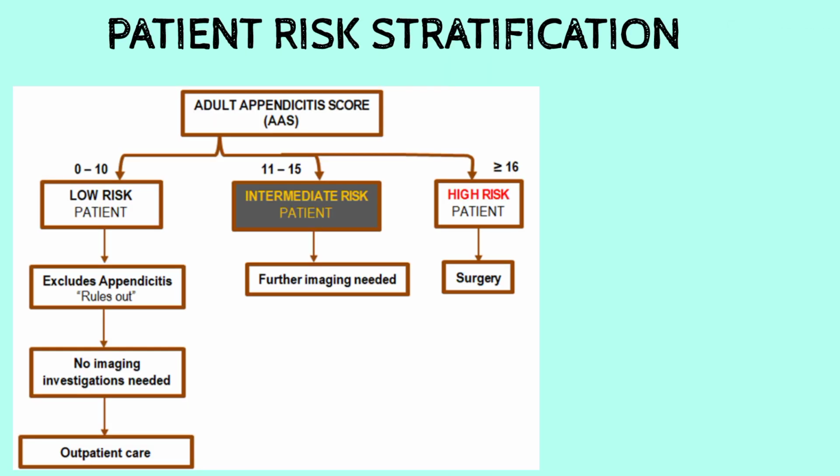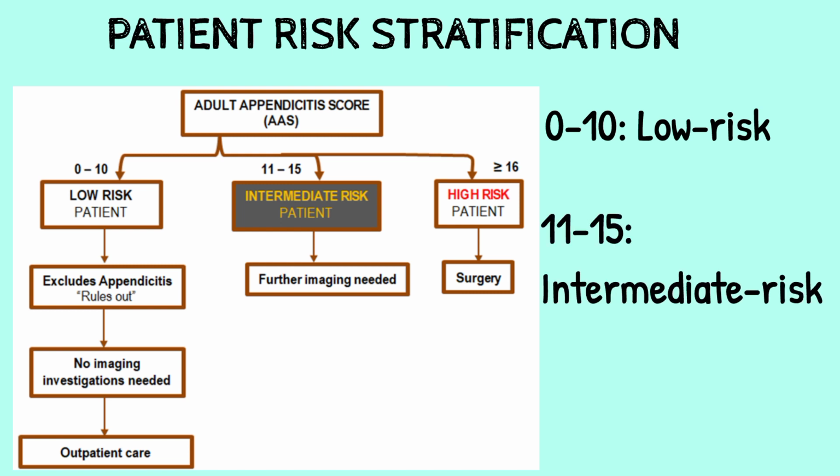Patient risk stratification. Like other scoring systems, the Adult Appendicitis Score groups patients into low risk, intermediate risk, and high risk. 0 to 10 is low risk. 11 to 15 is intermediate risk. 16 and more is high risk.